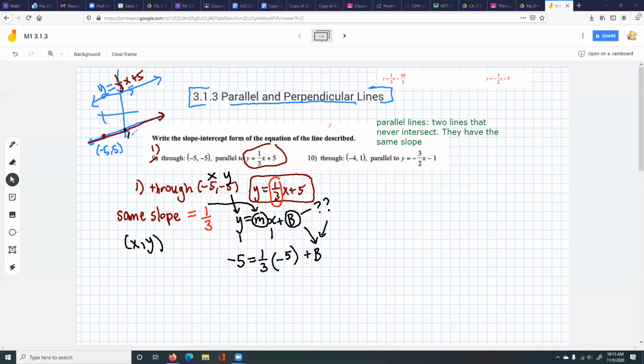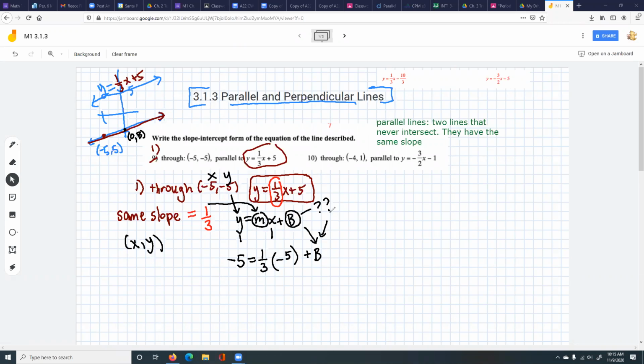This is your b value here, right? We're looking for our y-intercept. Where does this line cross the y? It looks like it's going to be a negative number. I drew it kind of accurately. So is it -1? Is it -2? Is it -3? Is it -2.5? I think it's going to be a fraction because this guy right here is an ugly fraction.